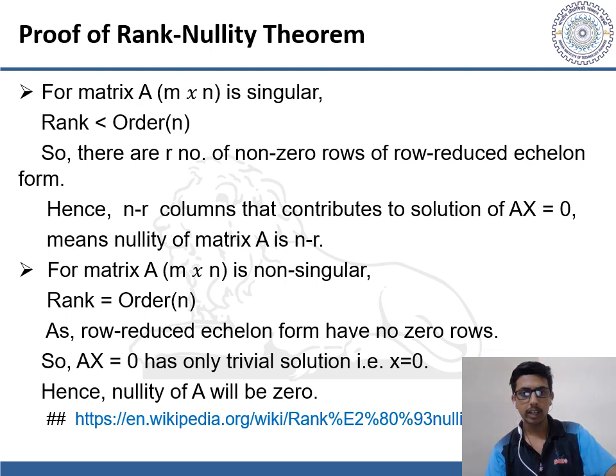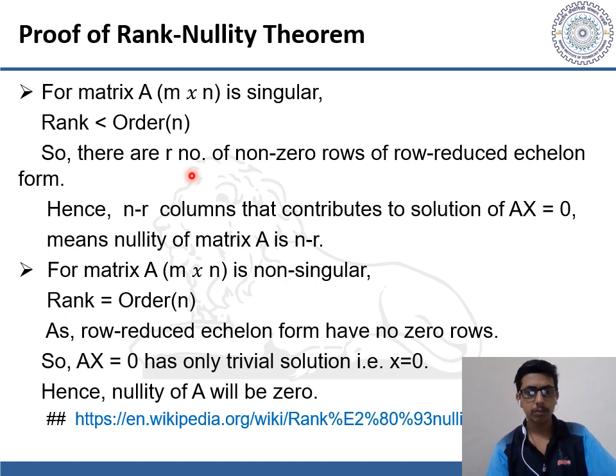For the proof of the rank nullity theorem, take a matrix of order m cross n and make two cases: when matrix A is singular and when matrix A is non-singular. In the first case, when matrix A is singular, its rank is less than its order, or we can say rank is less than the number of columns. Let r be the rank of the matrix, so the number of non-zero rows in the row reduced echelon form of the matrix is r.